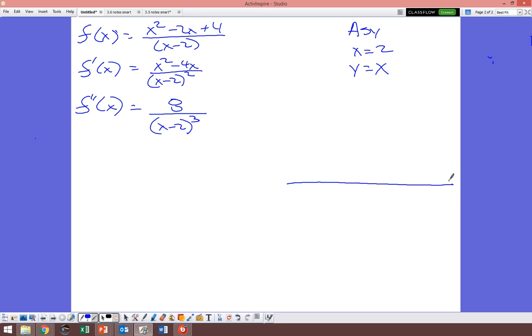The slant asymptote. If it's on the top, it's squared. So I have asymptotes: x equals 2. You cancel out the square. Look at the x up top. It's right there.